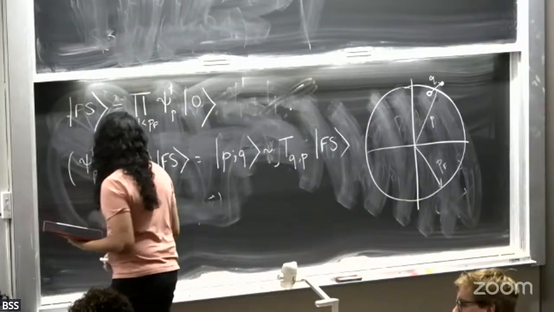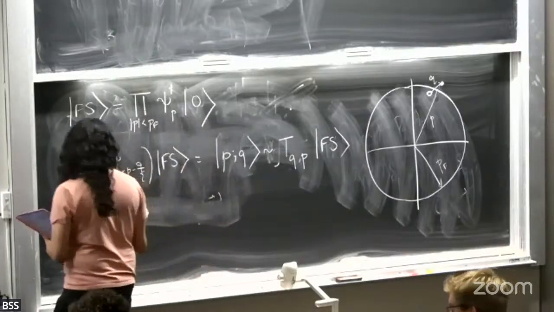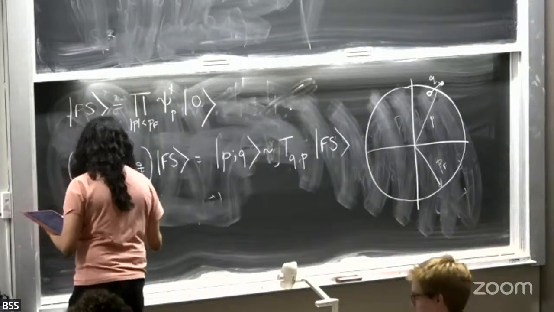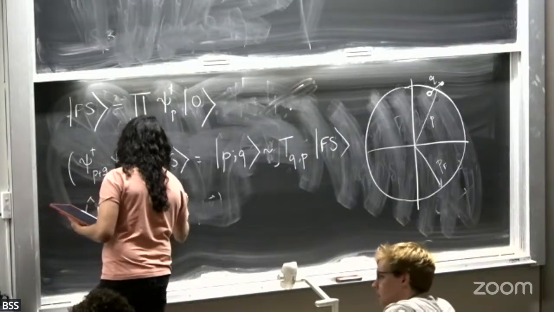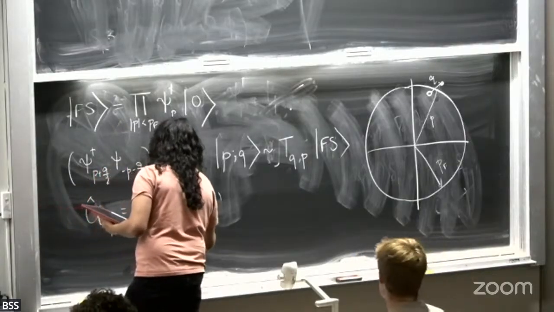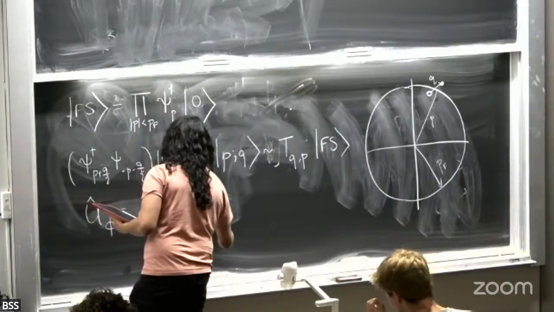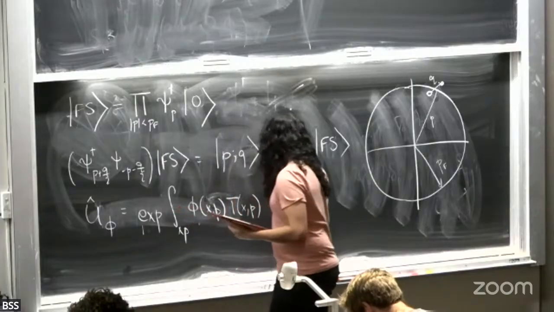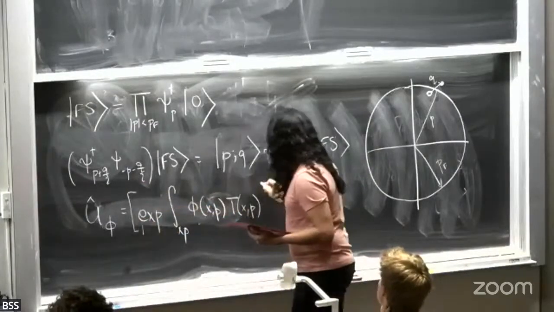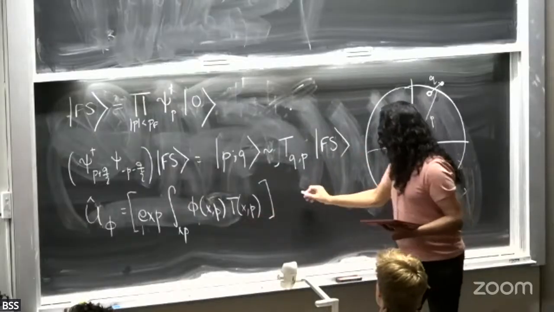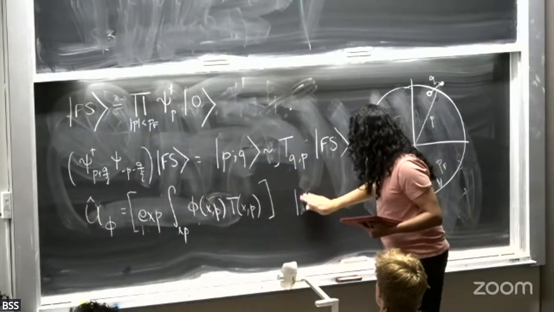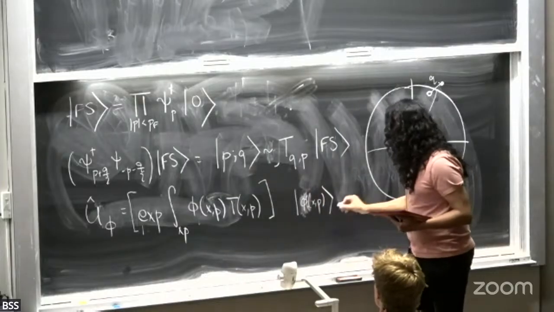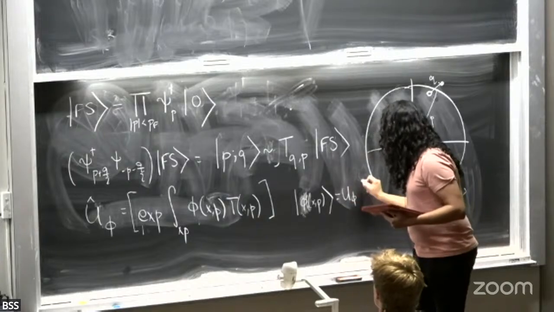Okay, so if you have this, you can now create particle-hole coherent states. So let me define U of phi, the operator, as the exponent of the integral over x, p of this operator, and then define the corresponding coherent state by phi, the function, as U of phi acting on the Fermi sea.